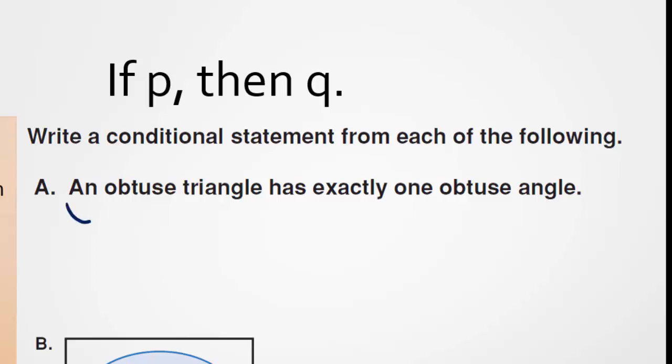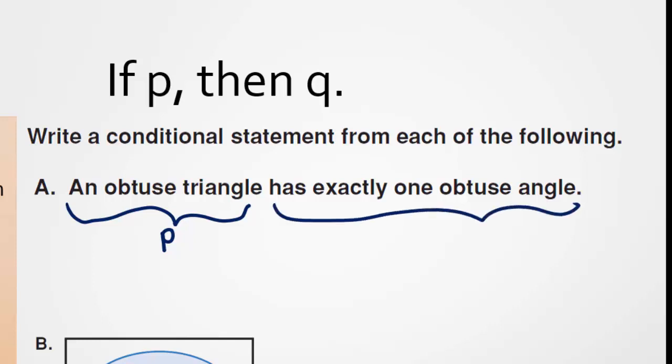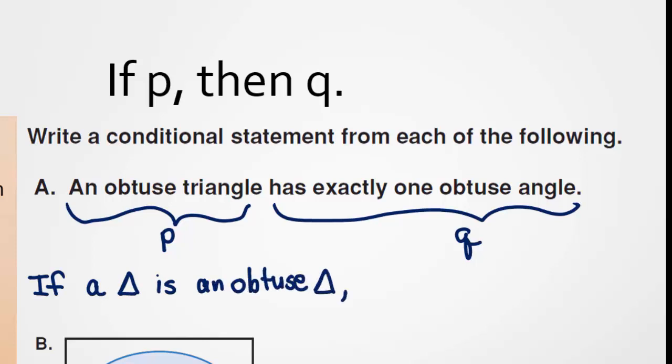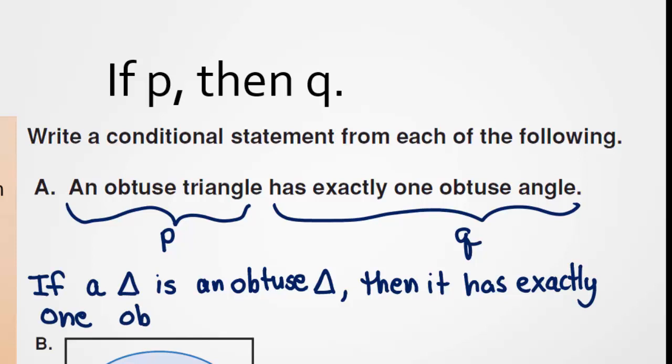So my if, the first thing that has to happen is the triangle has to be an obtuse triangle. So this is my P. And my Q, if that's the case, then that means that it has one obtuse angle. So to rewrite this, I would write if a triangle is an obtuse triangle, then it has exactly one obtuse angle.